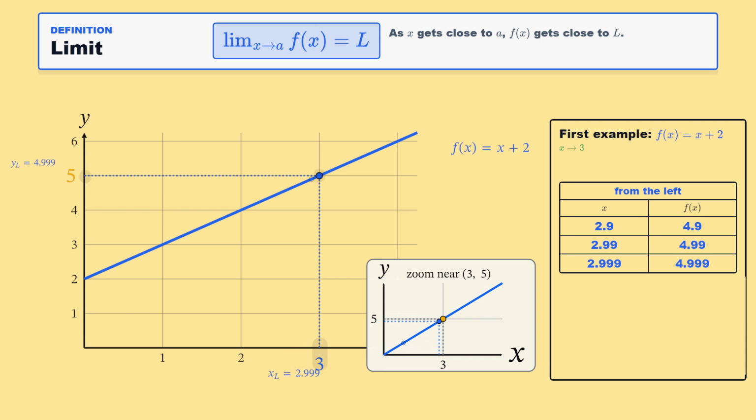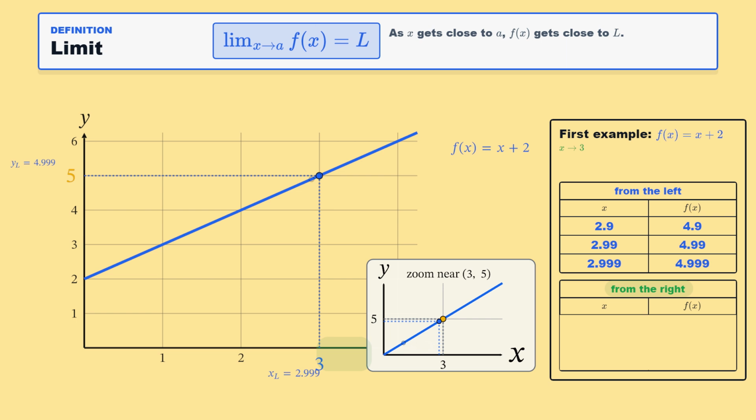Now, let's let x approach 3 from the right by picking values that get closer and closer to 3 but coming from above. If x equals 3.1, then f of x equals 5.1. If x equals 3.01, then f of x equals 5.01. If x equals 3.001, then f of x equals 5.001. So approaching x equals 3 from the right side, it also looks like our y values are trending towards 5.